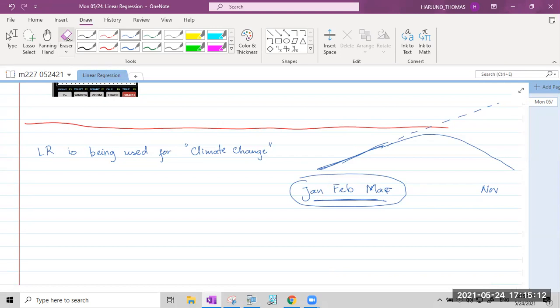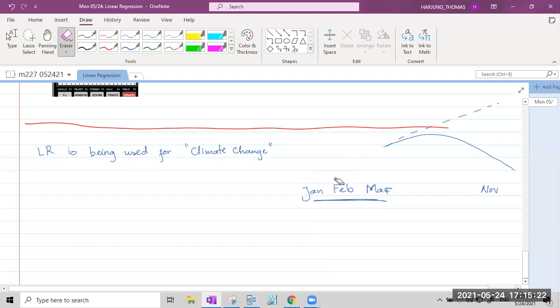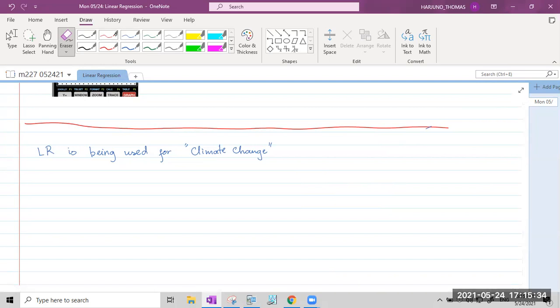So I'm not going to use linear regression here to criticize climate change. No, that's not my point. I do believe climate change happens, but using linear regression to predict that is not appropriate. That's what I'm saying. And that's why I bought a Prius, right? I try to do my part.